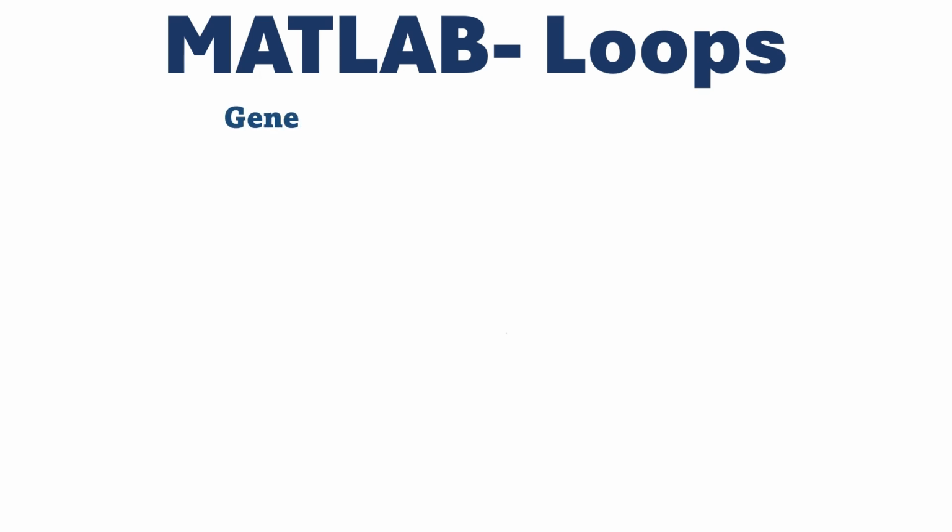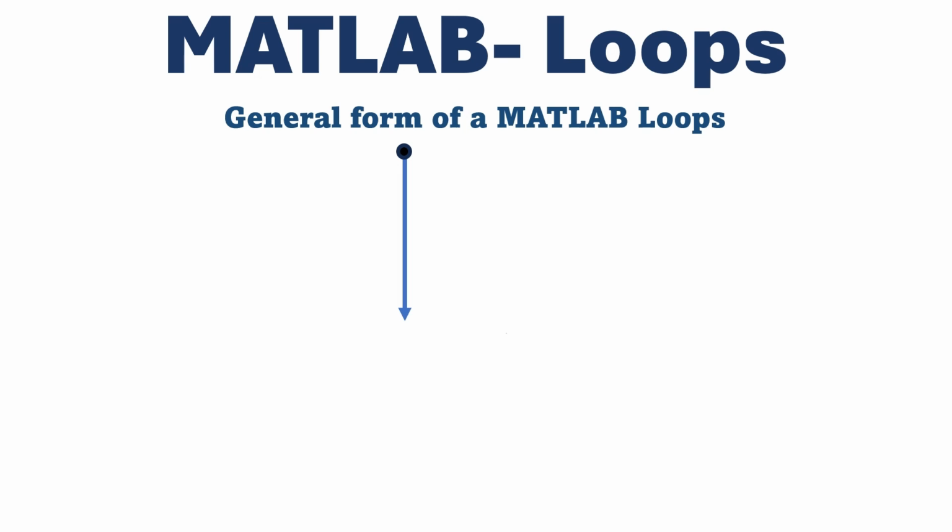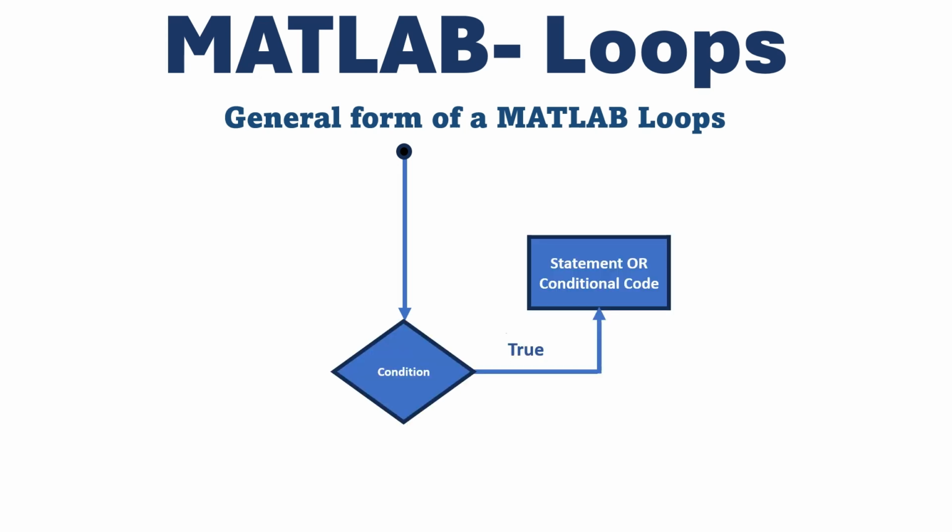And here is the general form of a loop statement in MATLAB. When it checks the condition and the condition is true, the statements or conditional code get executed, and then it keeps looping. It continuously checks the condition. If the condition is true, it executes the statements, and this continues until the condition is false. If the condition is false, then it terminates the loop.